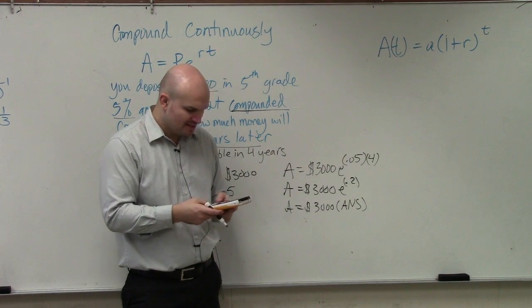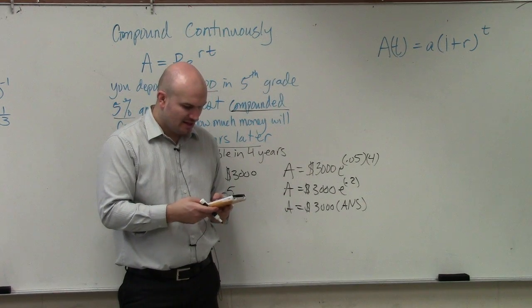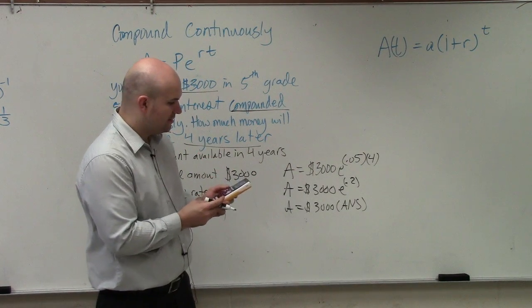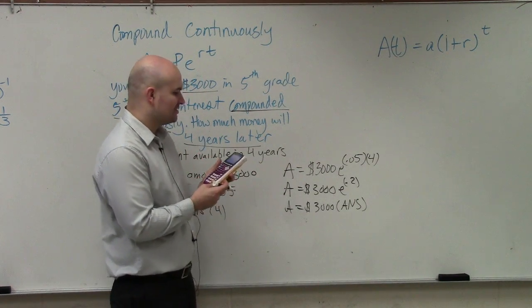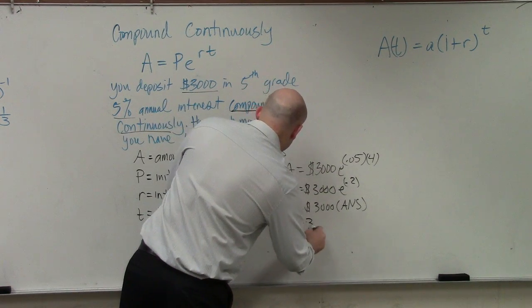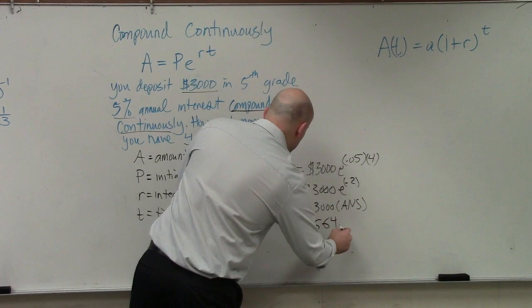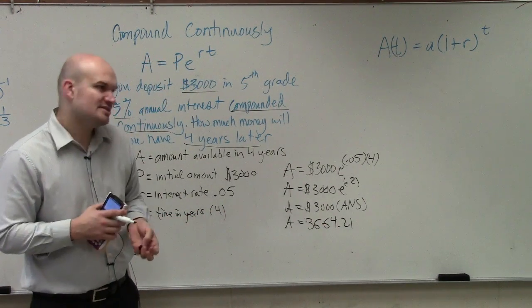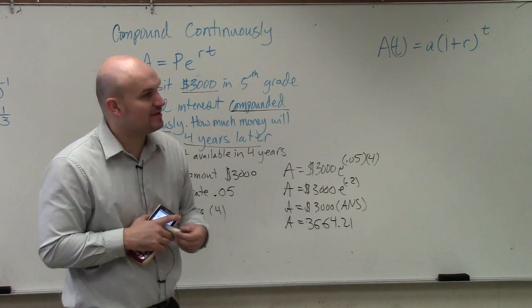So what I'll do is take $3,000, and I'll say times, and then a lot of you have an answer button on your calculator. You just hit $3,000 times your last answer. That's going to type in the whole answer for you. So A equals $3,664.21. For dollars and cents, we need to round to the nearest hundredth.